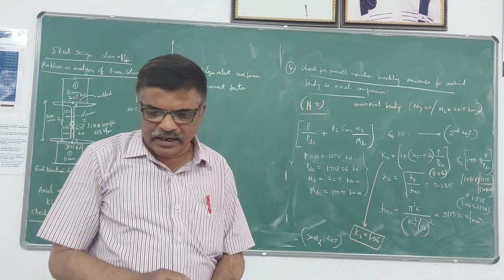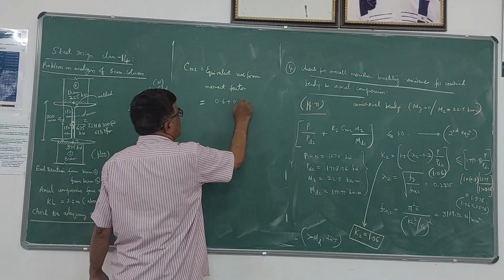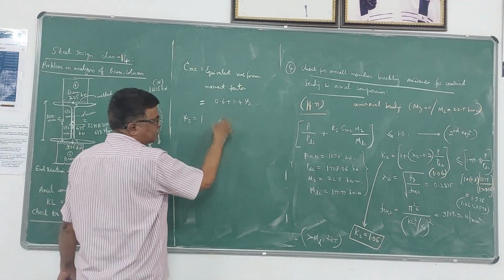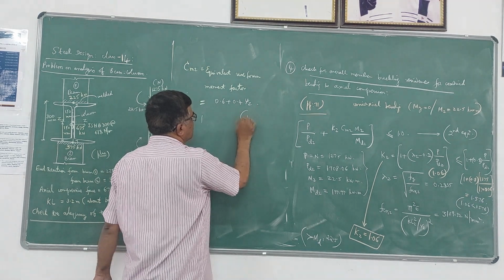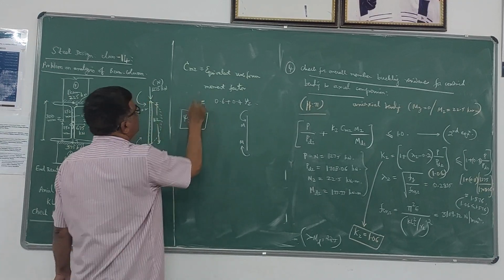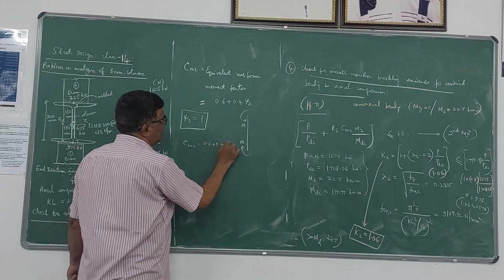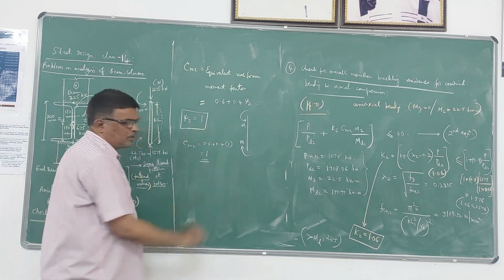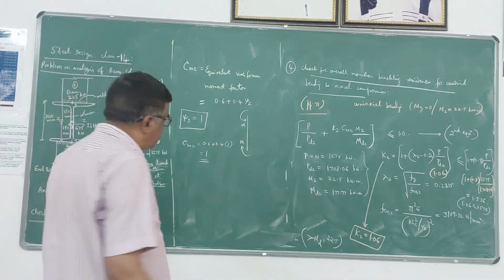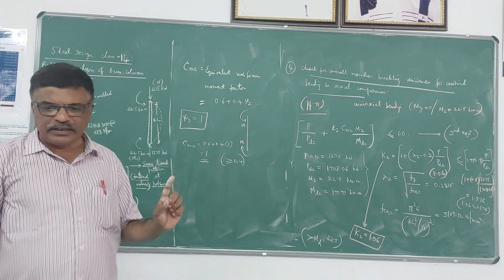The expression is 0.6 plus 0.4 psi z. Please note that here psi z is 1, because the member is subjected to uniform moment on both sides. So M1 and M2 are equal. In that case psi z becomes 1. Therefore, if you substitute that, CMZ becomes 0.6 plus 0.4 into 1, which is 1 itself. So the CMZ value is 1. It should be greater than or equal to 0.4, and it is, so that is checked.